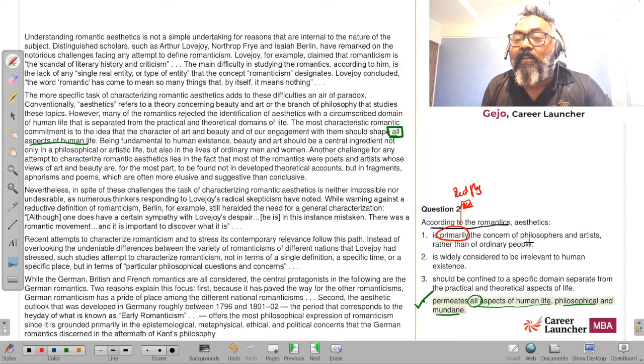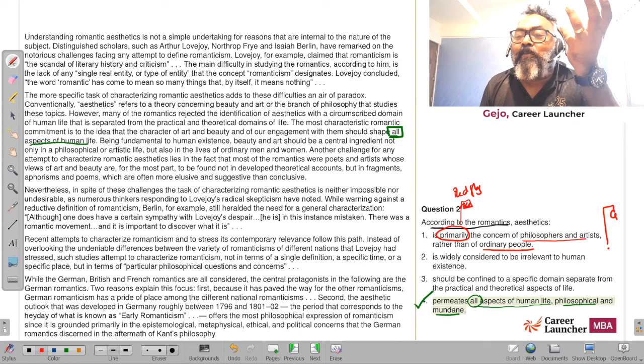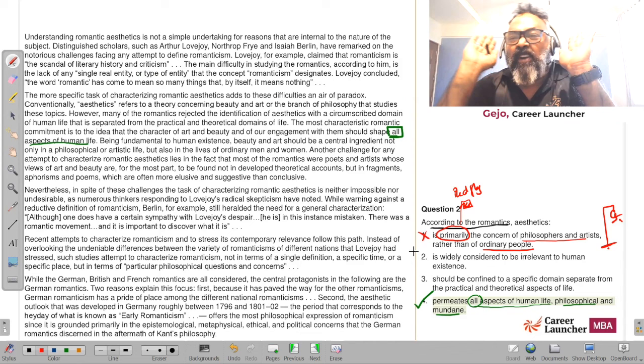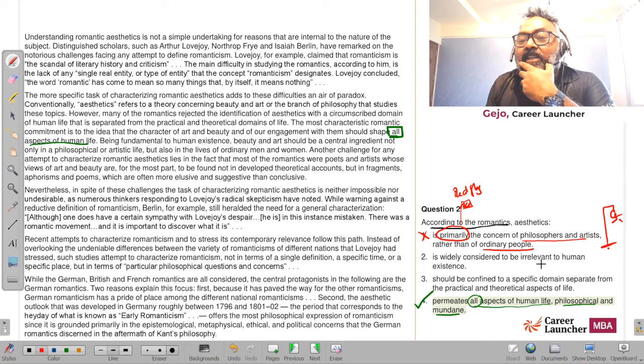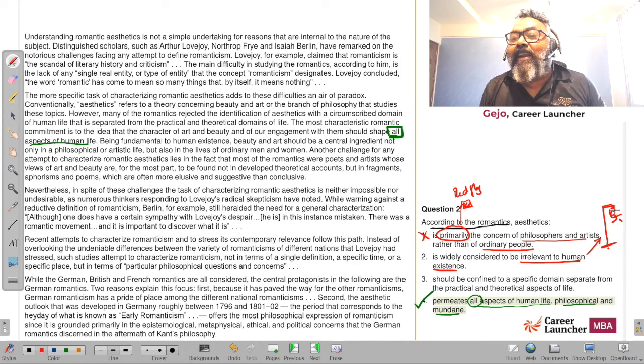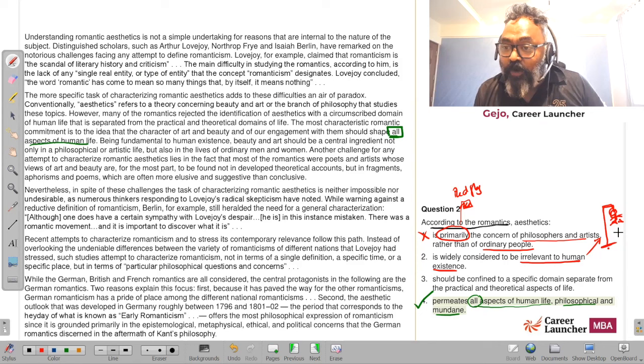They're saying the romantic people will come in, but they say this is like for philosophers, ordinary people, they don't. It's all aspects of human life. Widely considered to be irrelevant to human existence. We have an absolute claim in the choices. This is basically saying what will happen to the question setter, no, sorry, author. If you mark answer choice number 2, this is what the author will do.